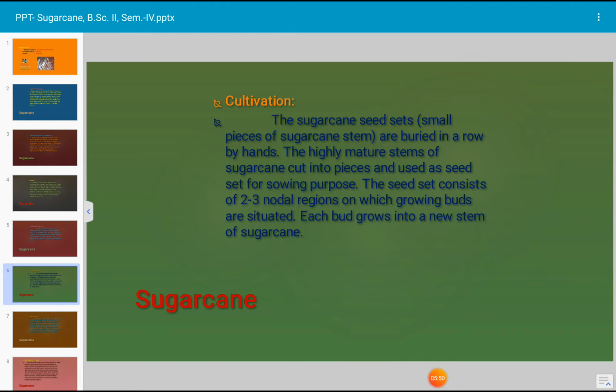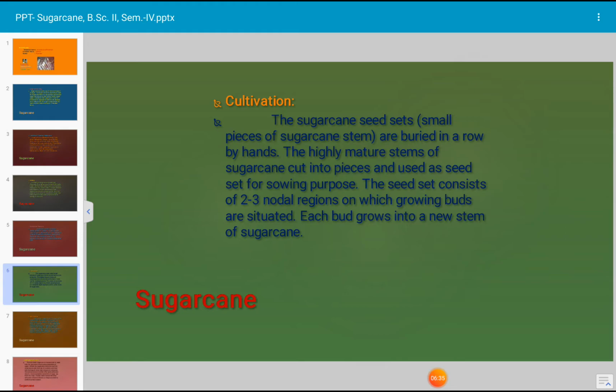Next, let us see about the cultivation of sugarcane. The sugarcane is cultivated by using small pieces of sugarcane stem which are called seed sets. The seed sets are buried in a row by hand, and the highly mature stems of sugarcane are cut into pieces and used as seed sets for sowing purposes. The seed sets consist of 2 to 3 nodal buds at the nodal region, and each bud grows into a new stem of the sugarcane.